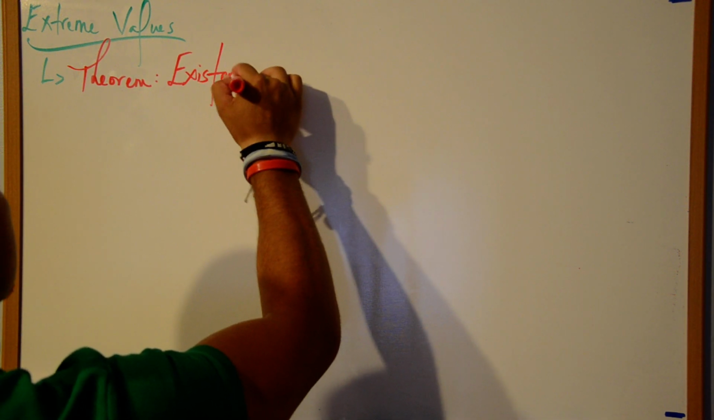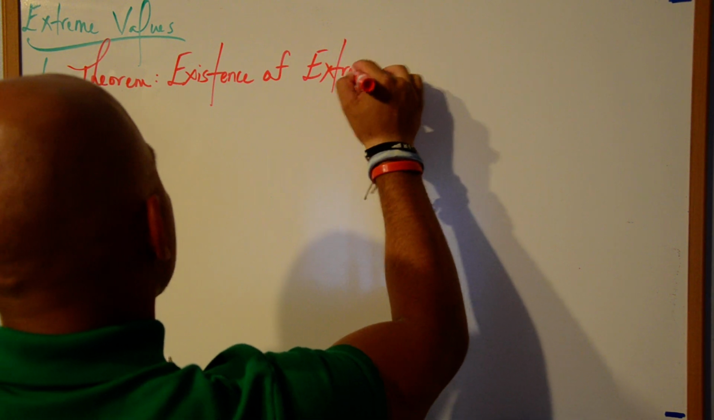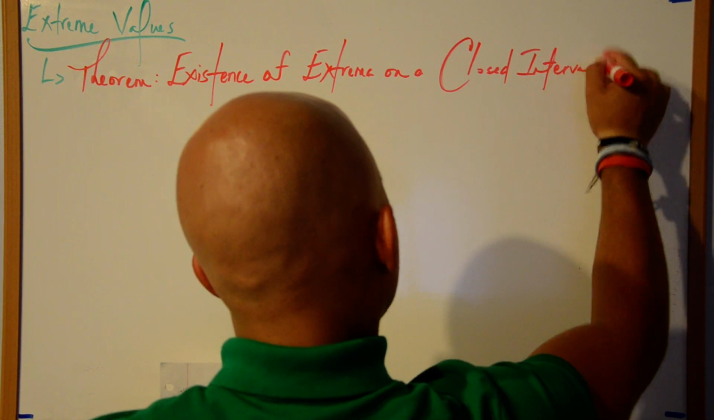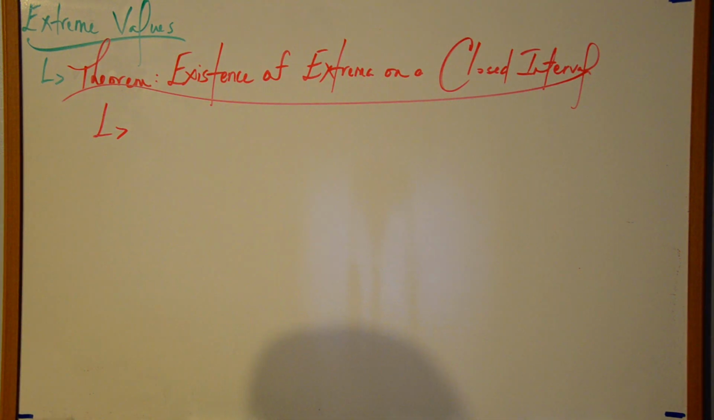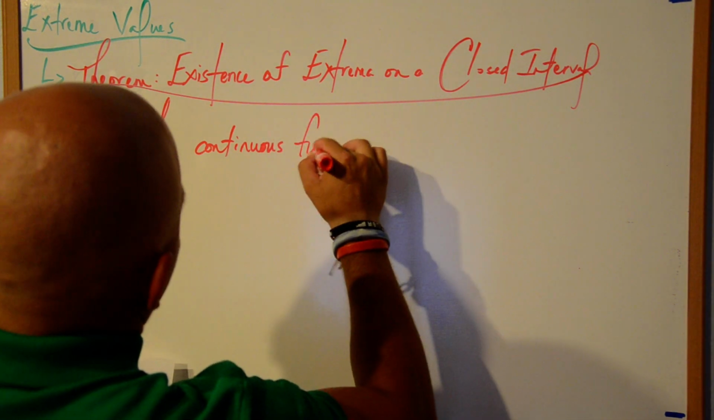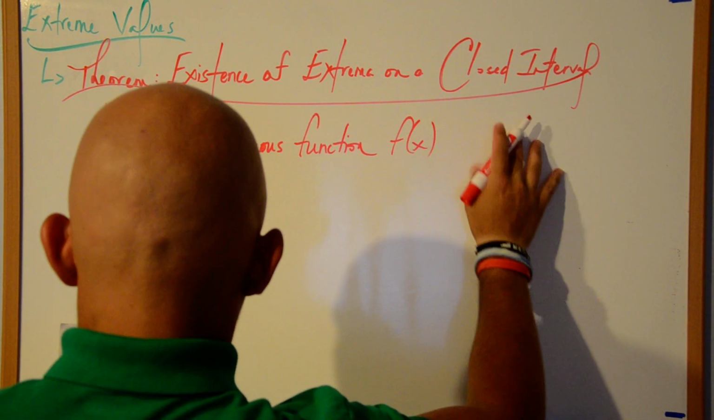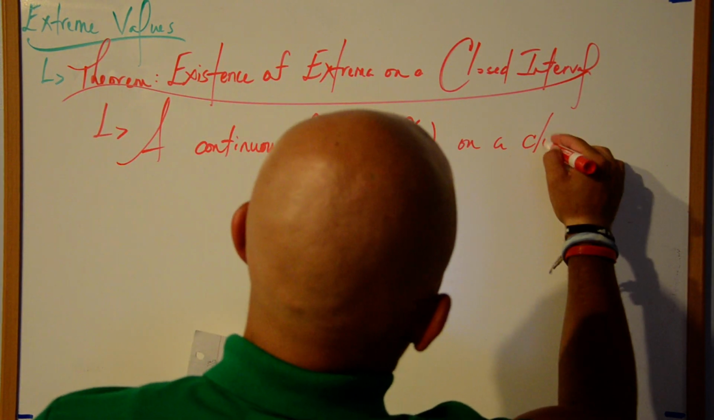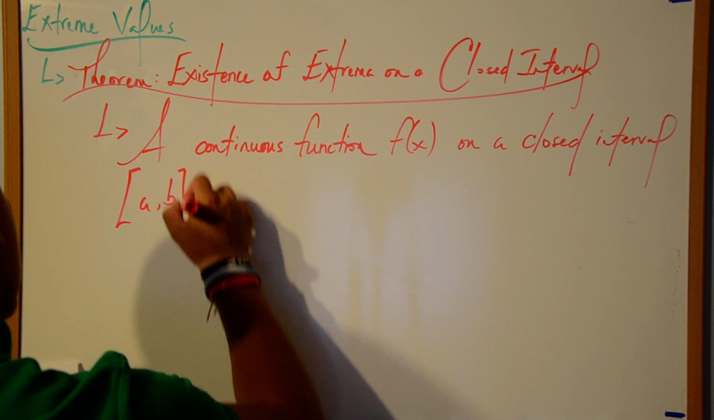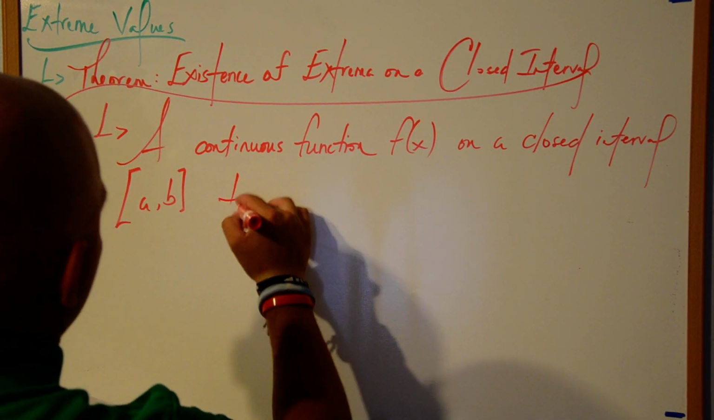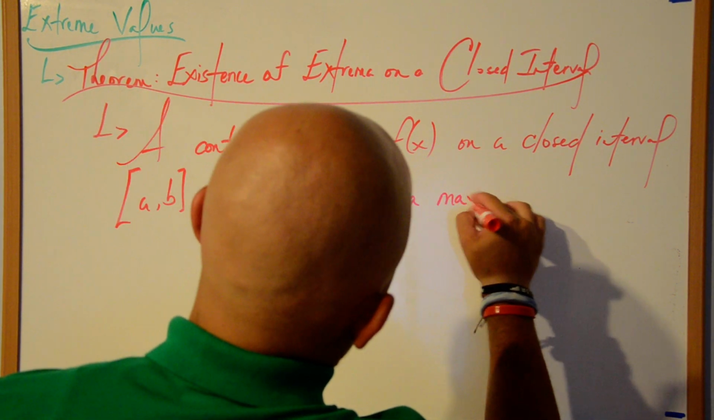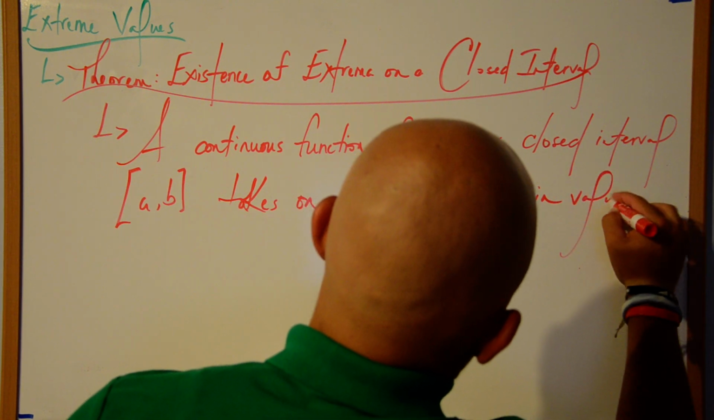existence of extrema on a closed interval. Which is: a continuous function f of x on a closed interval a, b takes on both a max and min value on a, b.